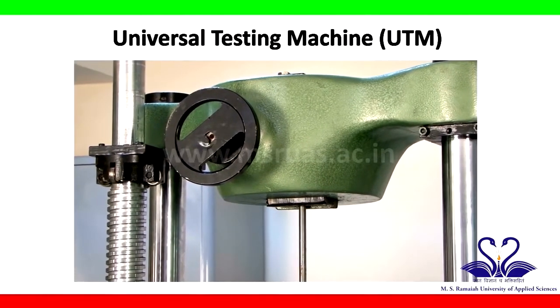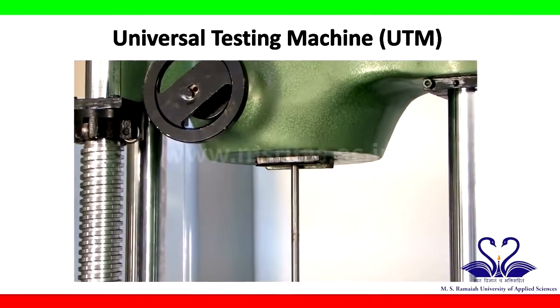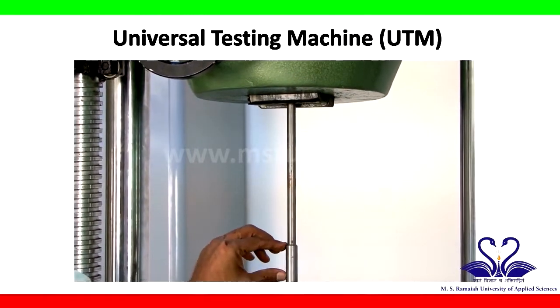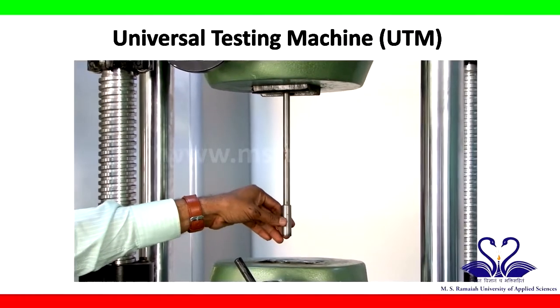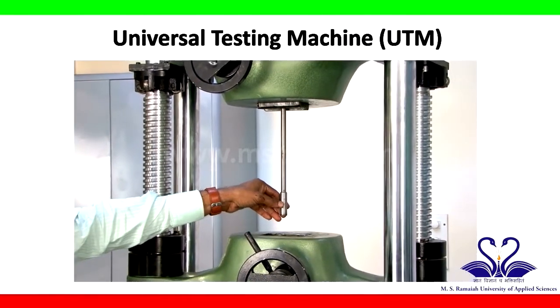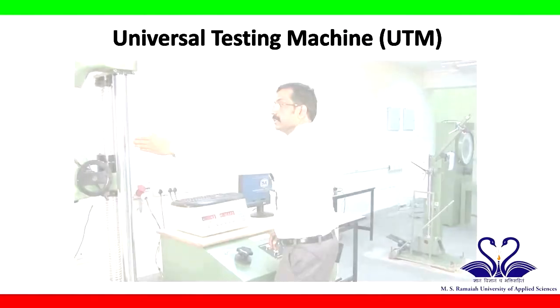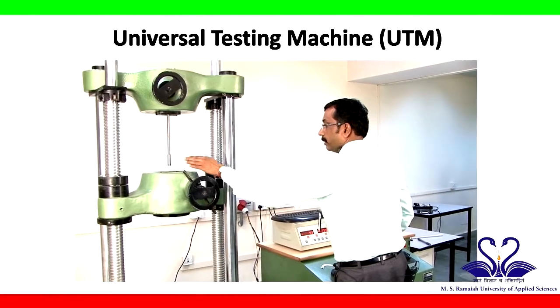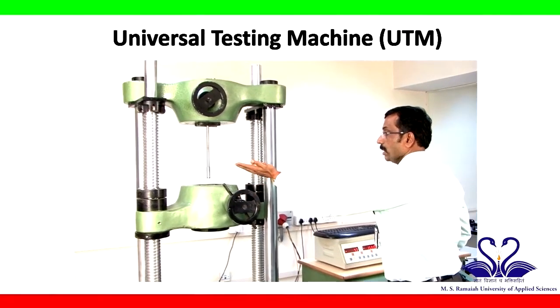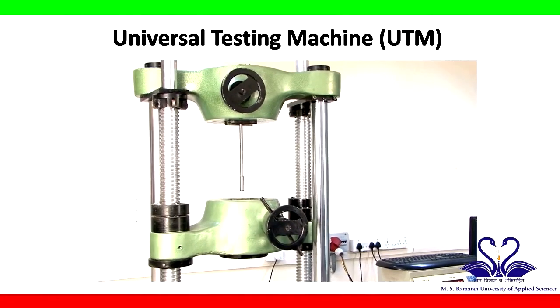Then the middle crosshead has to be moved up to ensure the gripper area gets fixed in the jaws. To fix the lower part of the sample, the middle crosshead has to be moved upwards to ensure the proper gripping with the jaws.